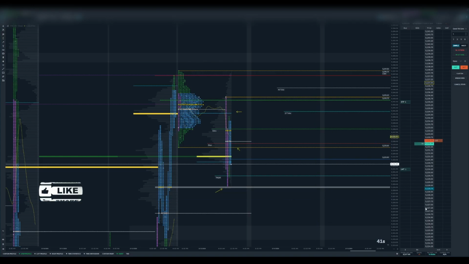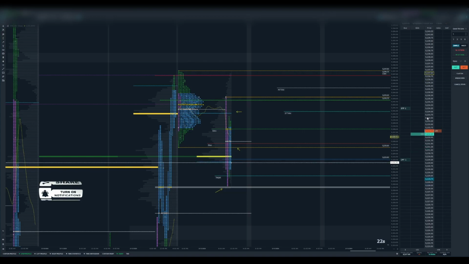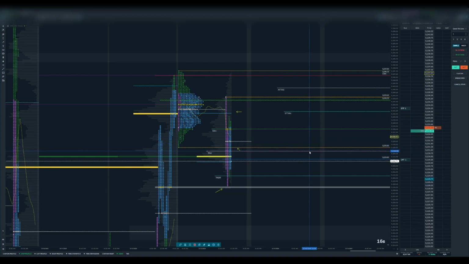Basically what happens here is we get down to the low and I keep trying to stretch a little bit lower and a little bit lower, and it kind of comes back at me, but I keep moving this stop down as we extend, and it comes back and takes me out.